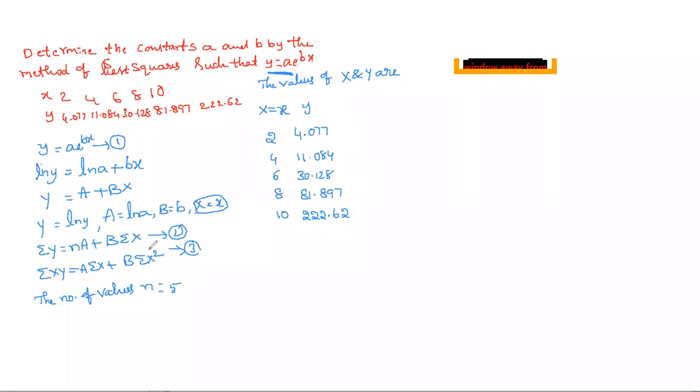But what we require? Capital Y we require. So capital Y is equal to what? Capital Y is equal to ln y. That value we need to calculate by using your calc. If you have a calc, you can take it and see that. So capital Y is equal to ln y, so press the ln button.